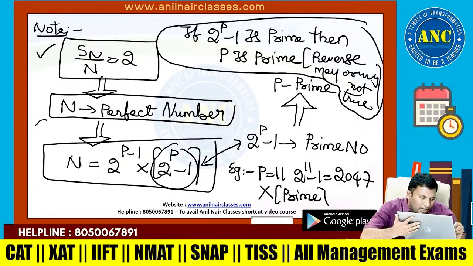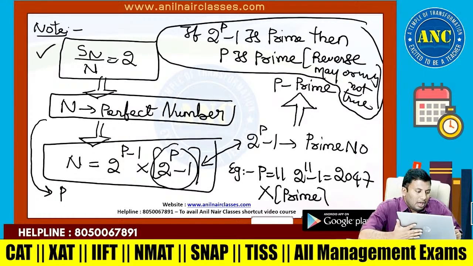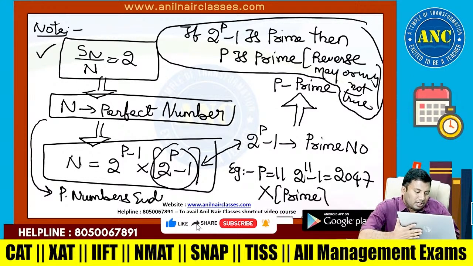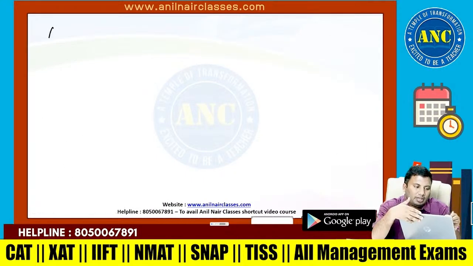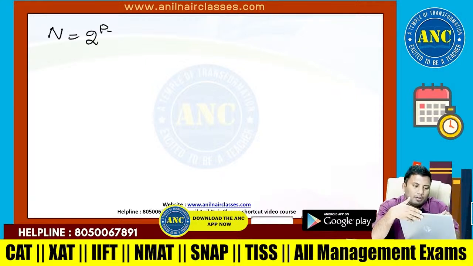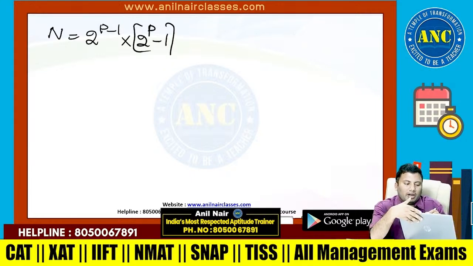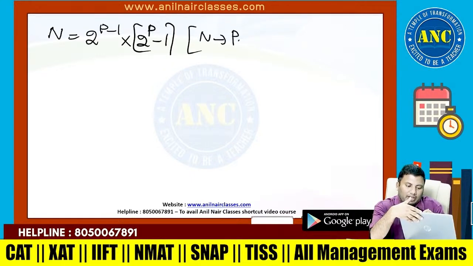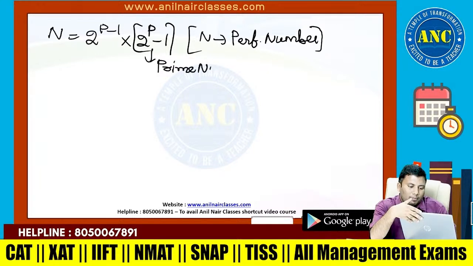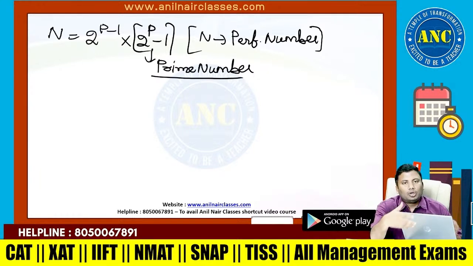Another important point, please write down. A perfect number always ends with 6 or 8. Any perfect number will be of this form. N is a perfect number. The only condition is that 2 power p minus 1, the one in the bracket, should be a prime number.